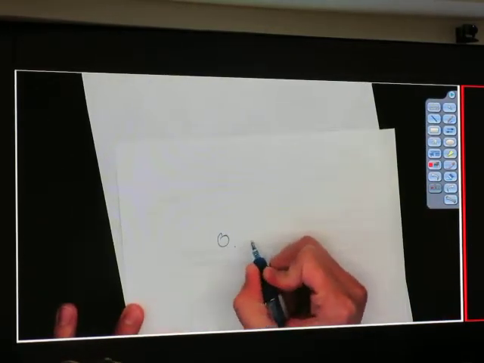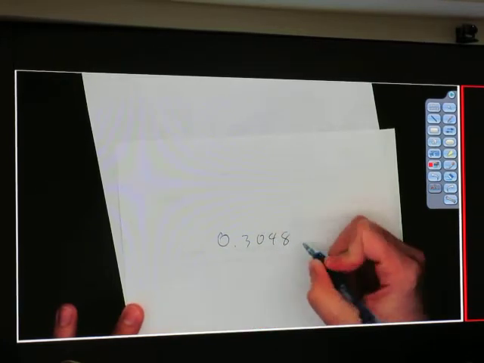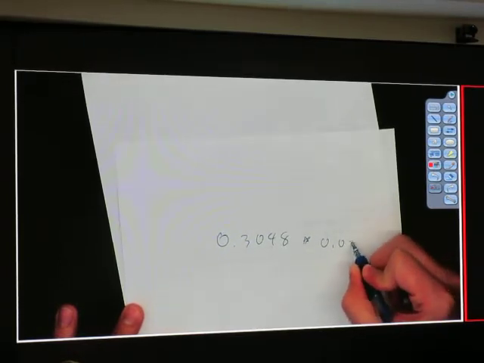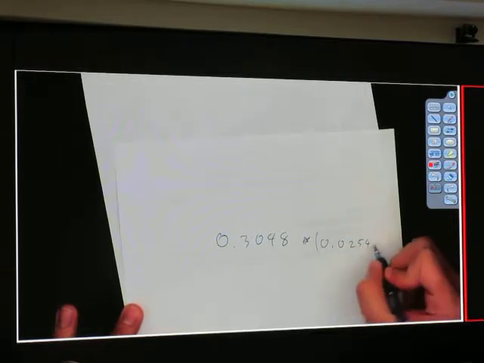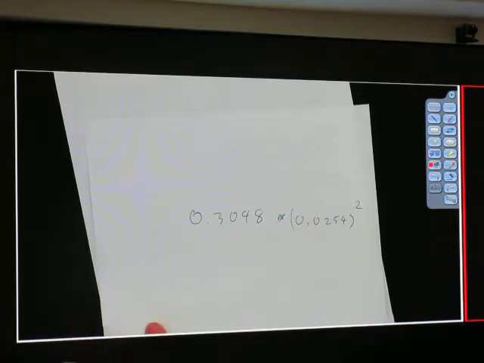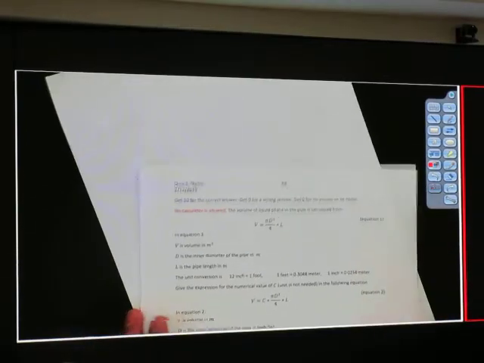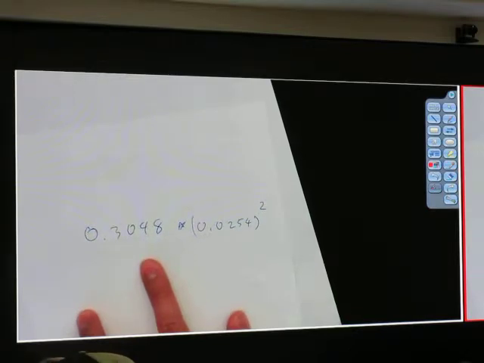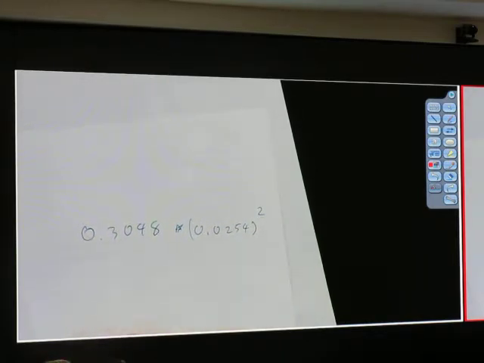Okay. Can I write it down? 0.3048 times 0.0254 squared. And then you want the unit? No, you did. Is that the value of C? I asked this: C equal to what? Yeah. Who got that? Who didn't get that? Who got something else? Just you?